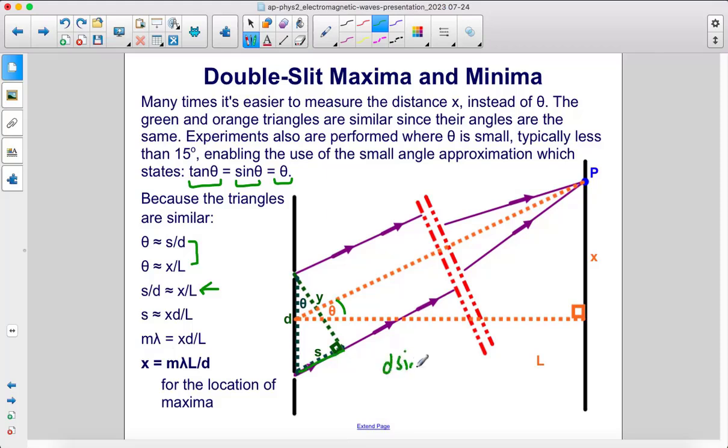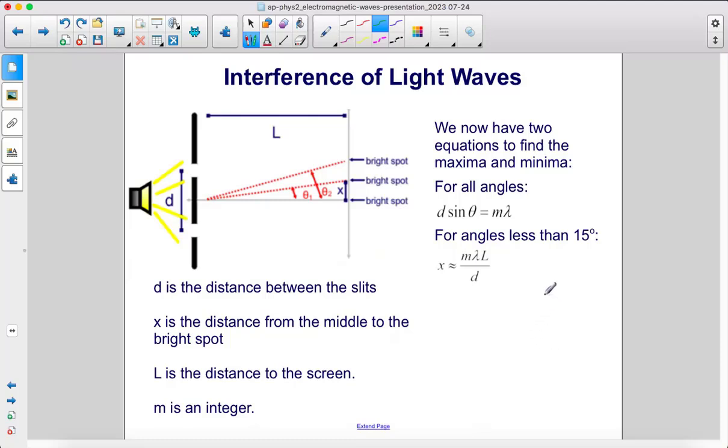Remember, we had d sine theta equals m lambda, but d times sine theta, well, what is sine theta? S over d. So we have s over d, the d's cancel. So s is equal to m lambda, so we put that in there. Solve this equation for x, and we have the location of our bright spot. We now have our equations to find maxima and minima.